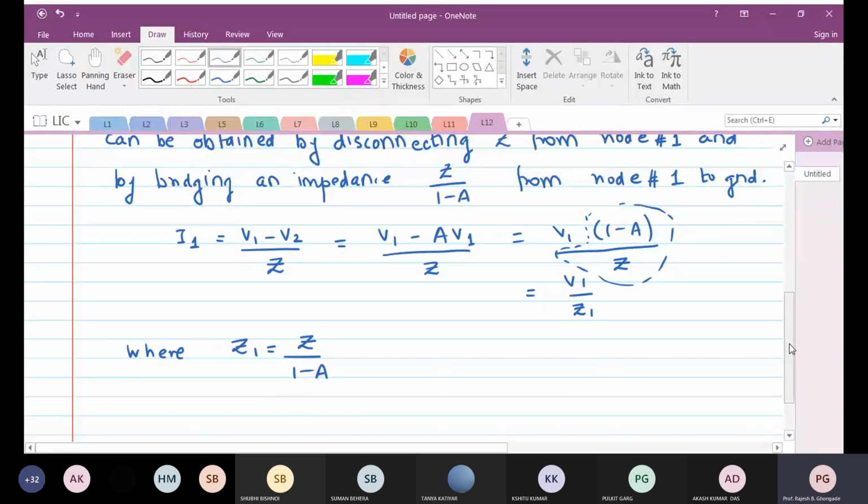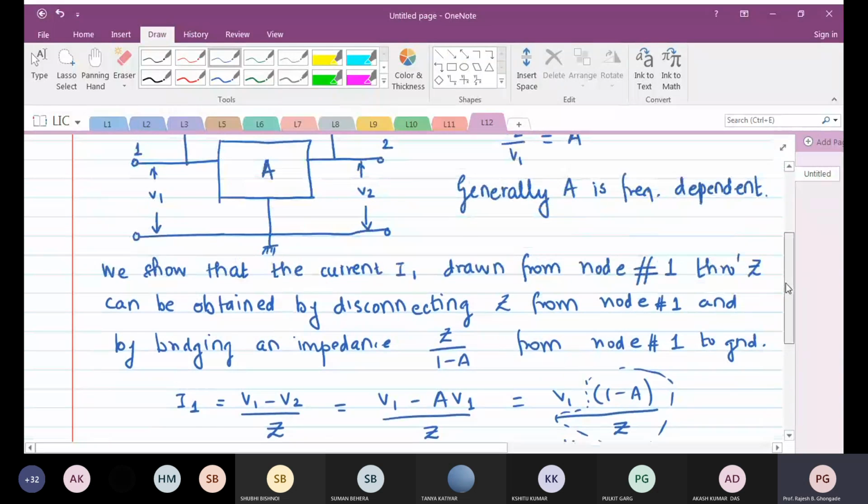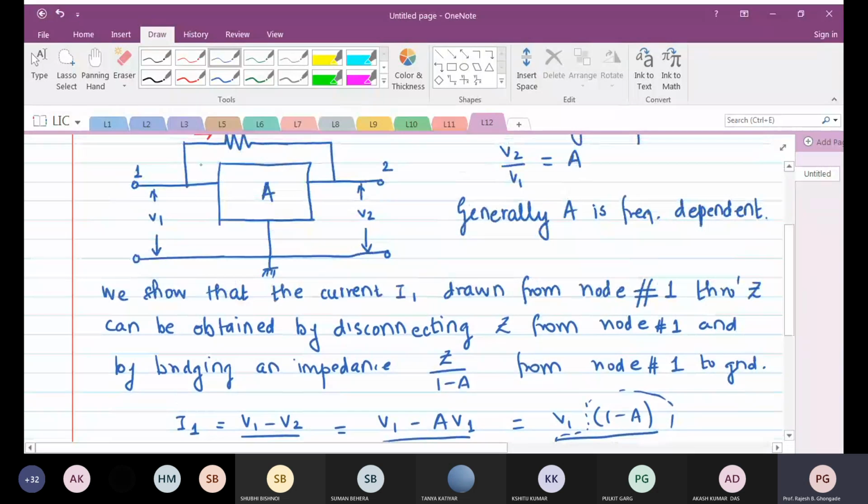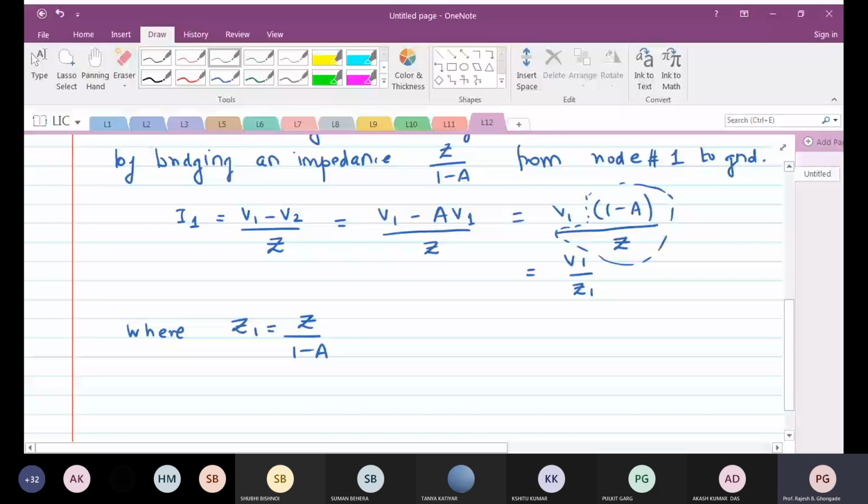So what we are doing is replacing this Z. At the input side, I am trying to transfer this Z to the input side, and that particular value will be Z1, which is equal to Z divided by 1 minus A. This is very, very important.